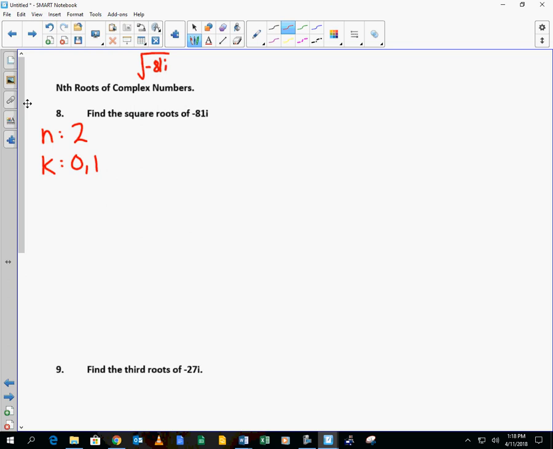Now, in order to make a go at this, I have to transform this into trigonometric form. In order to transform 0 minus 81i into trigonometric form, what 2 things do I have to determine? R and theta. Very good. How do I determine R? Square root of a squared plus b squared. What is a squared? 0 squared plus negative 81 squared. I'm not going to calculate that.